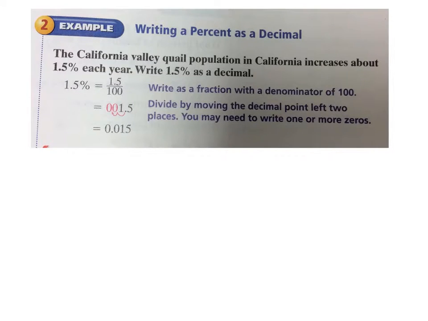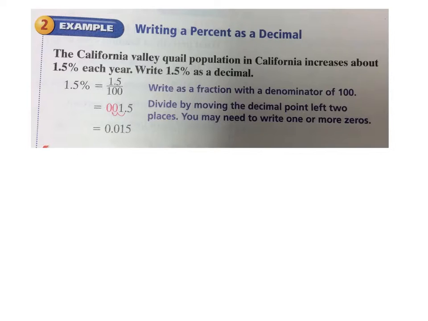All right, so writing a percent as a decimal. I like this one. This is easy. They're showing a little more work than I think it has to be. Here there's a word problem, right? The California Valley quail population in California increases about 1.5% each year. Write 1.5% as a decimal.